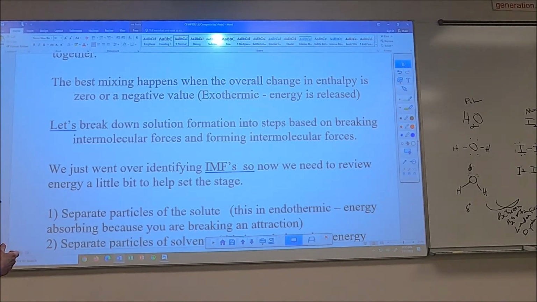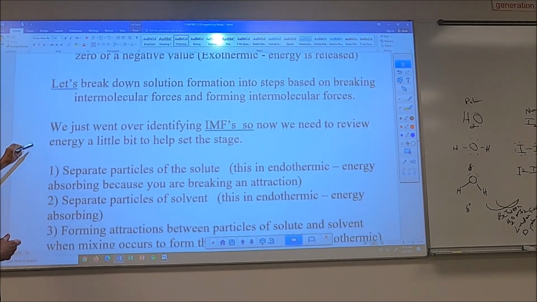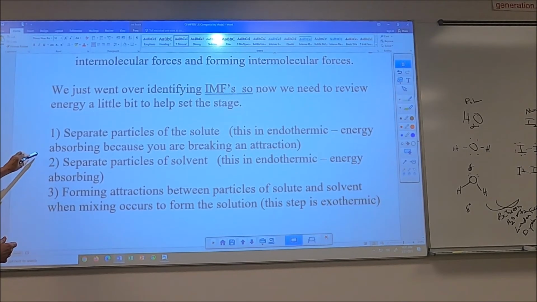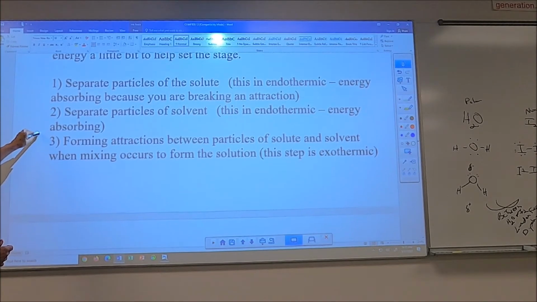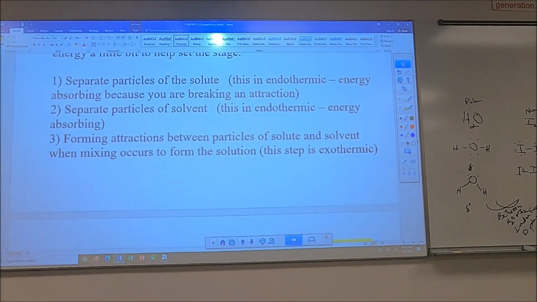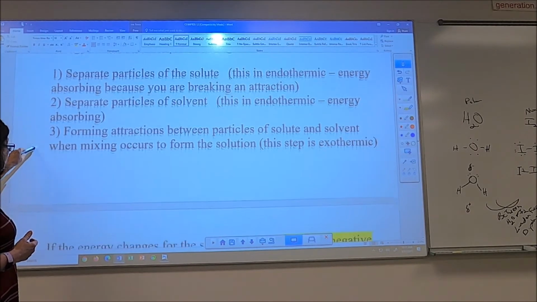So let's talk about breaking down and going through the steps of solution formation. So we have to separate particles of solute from solute. That's endothermic. You're breaking attractions. You have to separate particles of solvent from solvent. That's endothermic. Again, energy absorbing. And then lastly, we form the attractions between solute and solvent in the mixing, and that's exothermic.